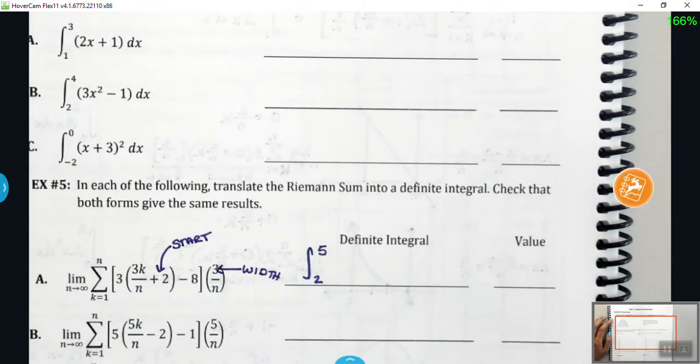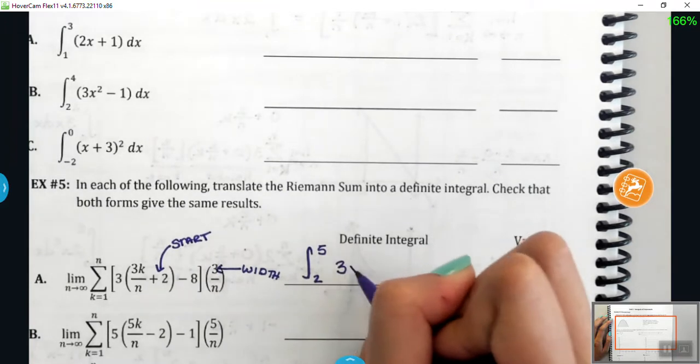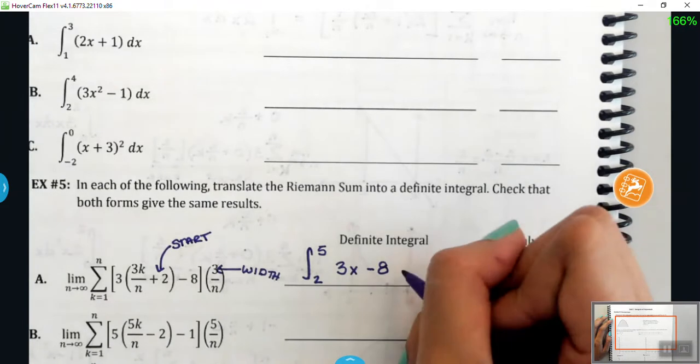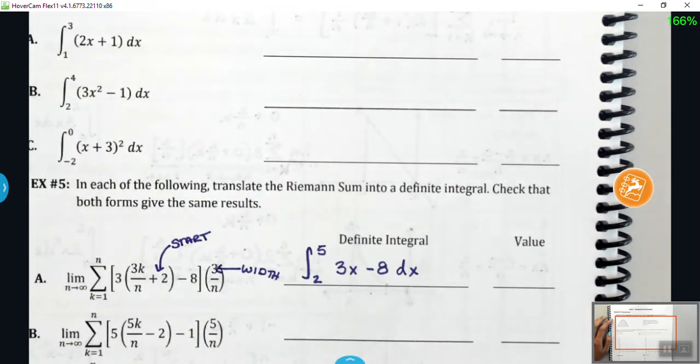Now we just figure out what's the function that I want to take. What's my function? 3x minus 8. And then this thing right here is a dx, or a delta x, right? Yeah, we're working backwards. It shouldn't be too bad. So why don't you try A, B, and C, and once you get it, check your answers. I'm going to do it too. Once you check your answers, then we're done for today.